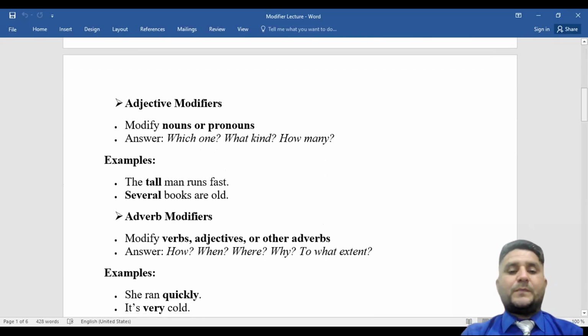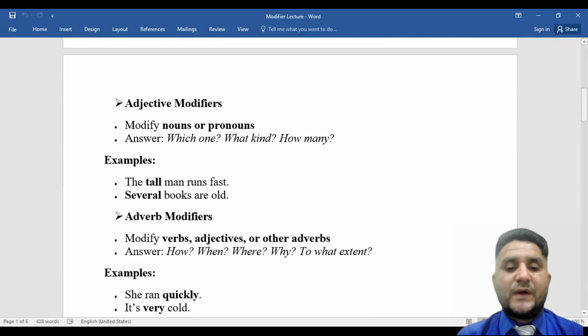First of all, adjective modifiers. They modify nouns or pronouns and they answer which one, what kind, and how many. Examples: the tall man runs fast. Several books are old. The bold words in these examples, tall and several, are adjective modifiers.